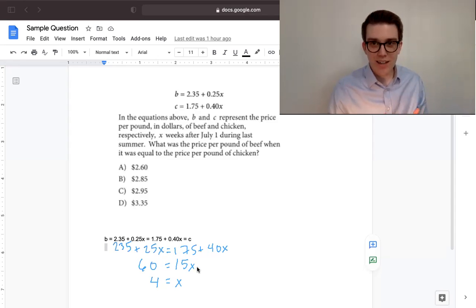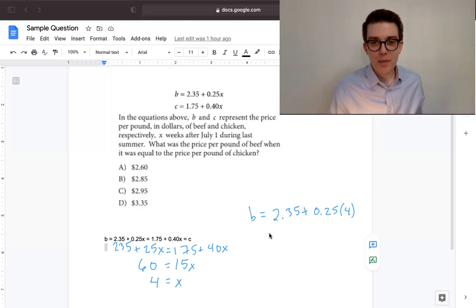But that's not what the question's asking. The question's not asking what is x, at what point in time did this happen? It's asking what was the price per pound of beef at that point in time? And so the price per pound of beef at x equals 4, to solve that, we're just going to plug in x equals 4 to our equation for B, which will give us 2.35 plus 0.25 times 4. A quarter of 4 is just 1.